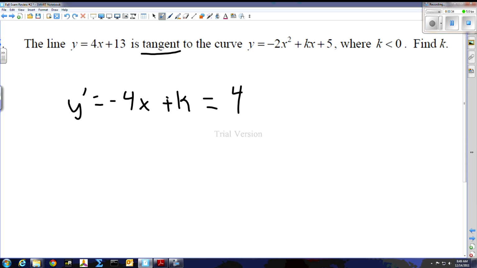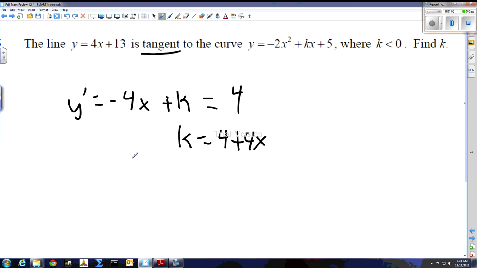Okay, well, as we look at that, we see that we've got two variables going on here. So if we're looking for k, we might think, well, let's go ahead and solve this for k. So we get k equals 4 plus 4x. Well, but we need to know an actual number for k. That's not going to be our solution. What else do we know?